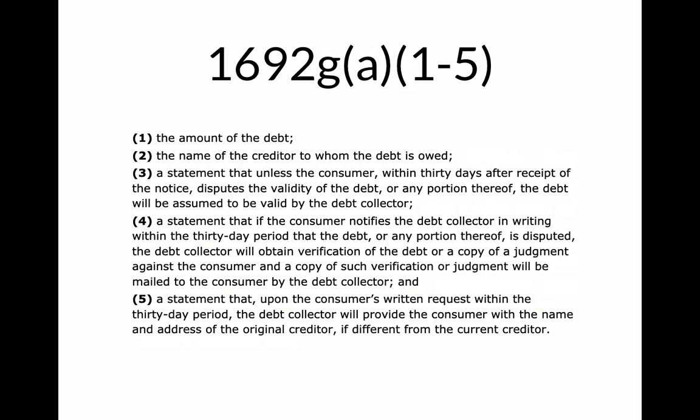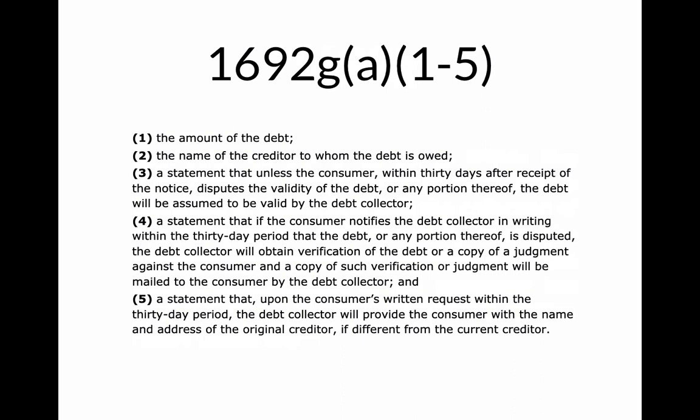So number 1, the amount of the debt. Number 2, the name of the creditor to whom the debt is owed. So it could be we're dealing with a debt collector that is collecting for Capital One, or it could be a debt buyer. And sometimes it gets a little tricky when debt has been bought and sold several times, but clearly they've got to list who the creditor is. And again, we'll see when we go through some case decisions what exactly that means, a creditor.